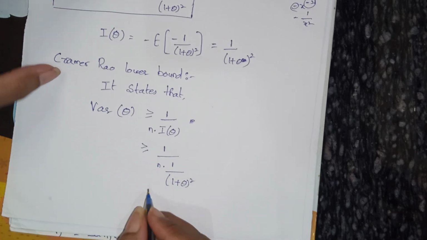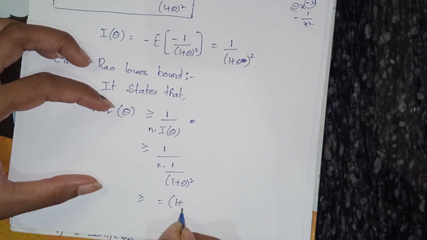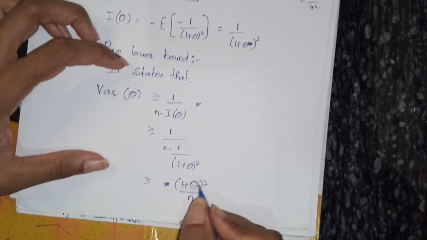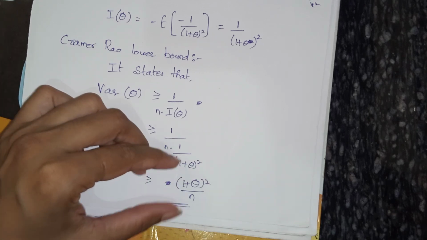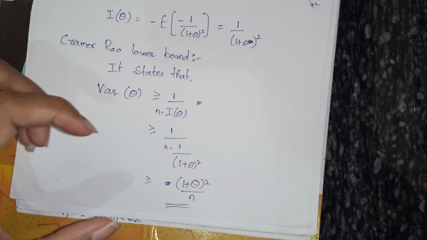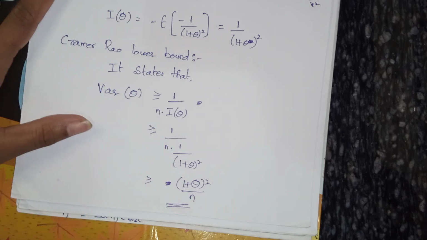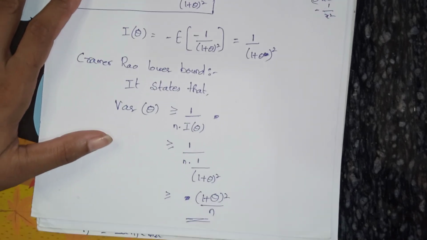So finally what can we write? Greater than or equal to 1 plus theta whole square by n. Okay, so this is the lower bound. That means other than this value, no other term is the lower bound for the variance. This is the lower bound for the given function. Okay, hope you all understand.